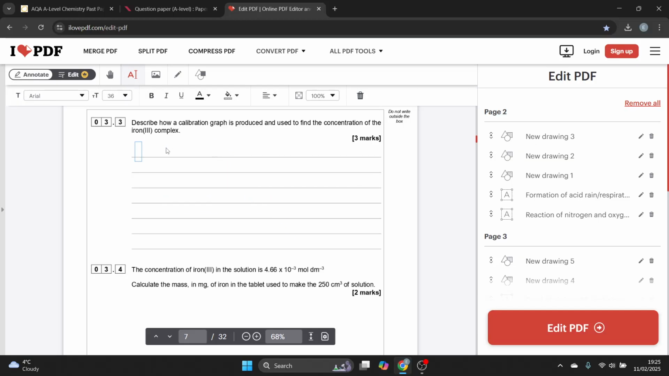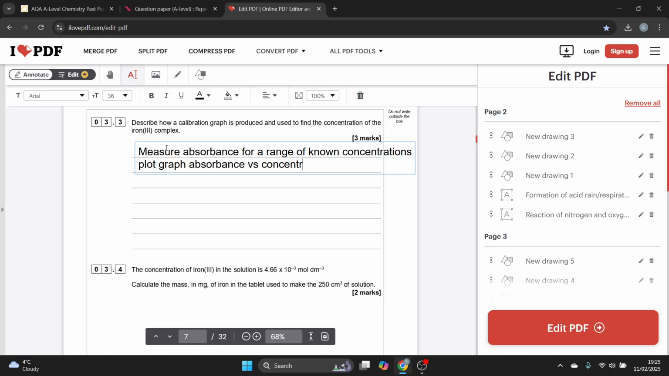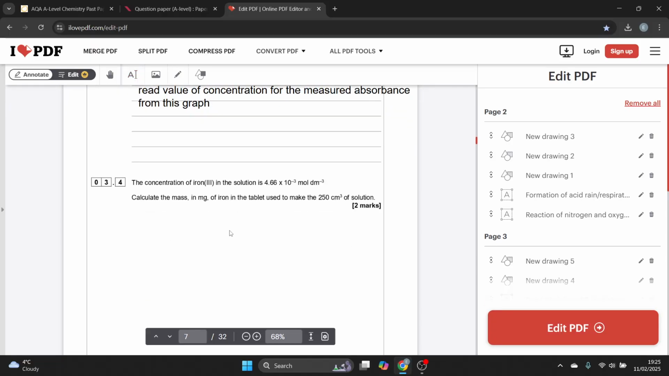Describe how a calibration curve is produced and used to find the concentration of the iron 3 complex. Measure absorbance for a range of known concentrations. Plot a graph of absorbance against concentration. Read the value of concentration for the measured absorbance from this graph. The concentration of iron 3 in the solution is that.